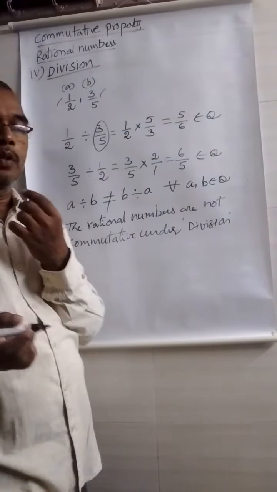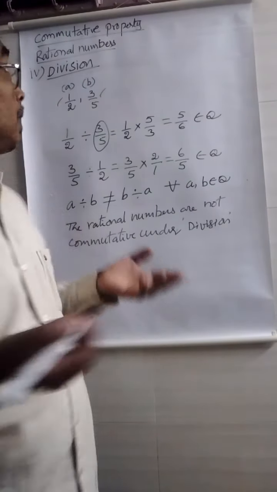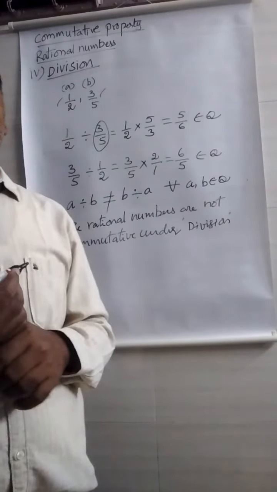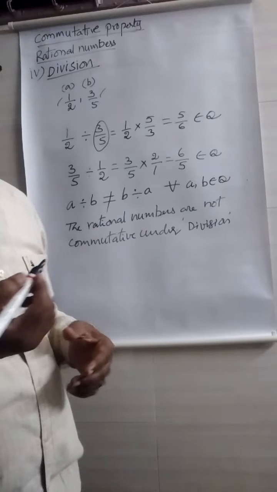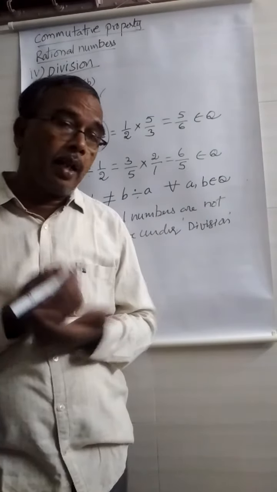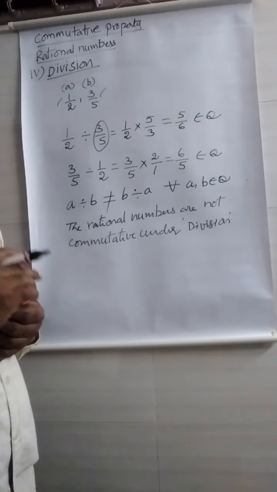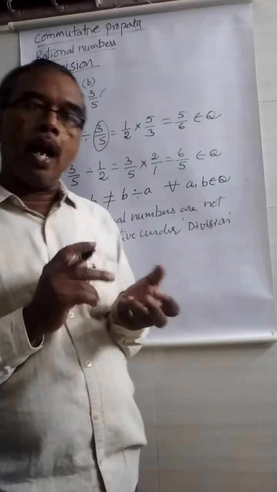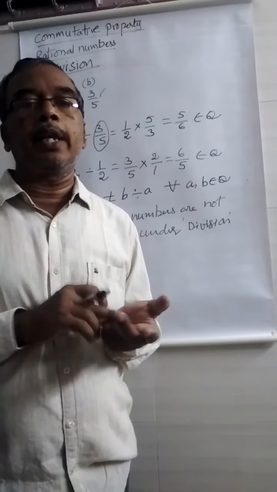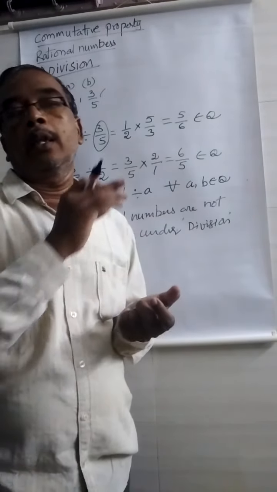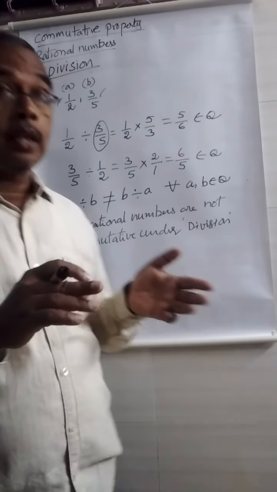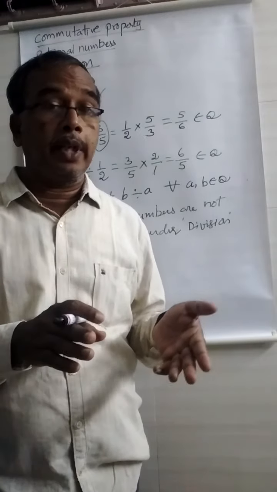That means today we discussed the commutative property in all the 4 binary operations, which are addition, subtraction, multiplication and division. What we observe is that in addition and multiplication, the rational numbers are commutative, but in subtraction and division, the rational numbers are not commutative.